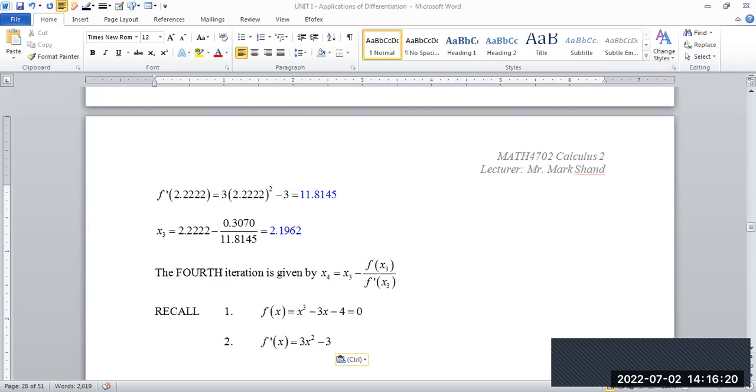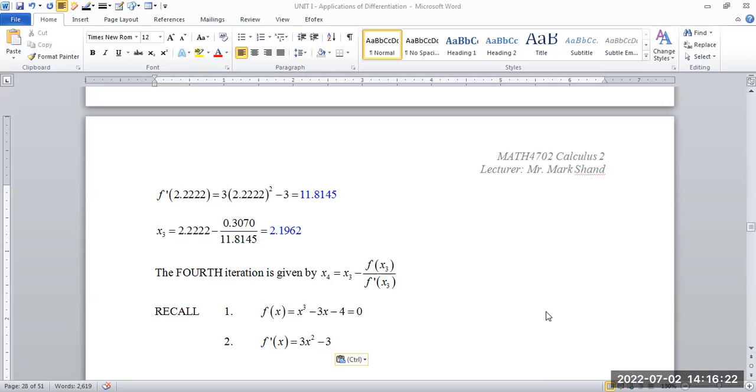Anybody finish? Yeah, man. All right, good. What you got for your fourth iteration? Just give me the final answer. 0.9926. For the final answer, based on the workout.